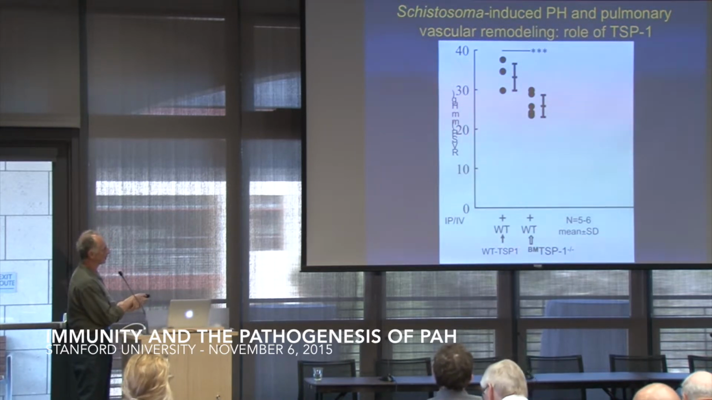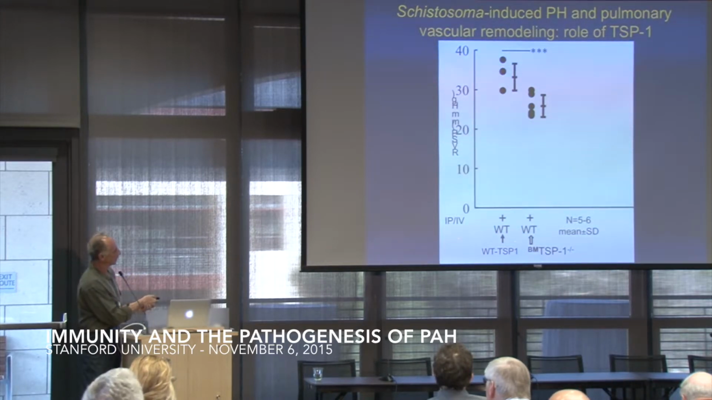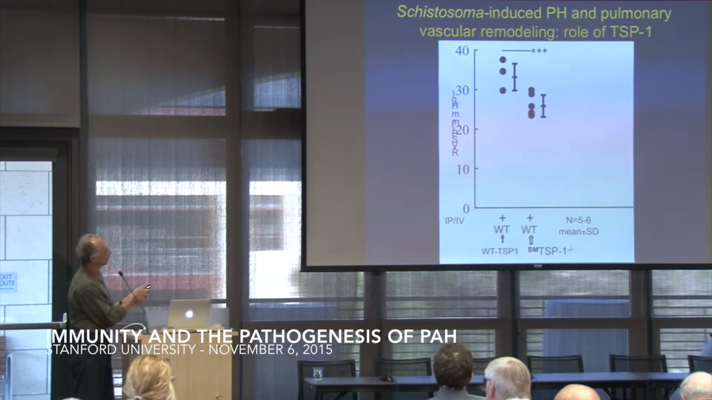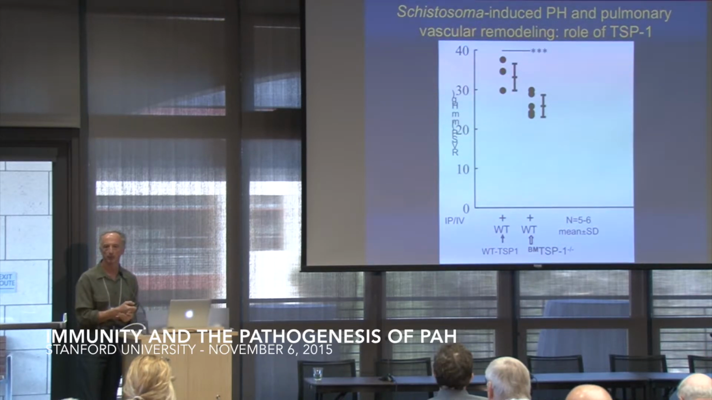You can see here, this is the wild type. They are infected. I'm not showing you the controls. The controls would be over here. There is an increase in pH. If we take wild type TSP1 bone marrow and put it in the reconstituted mouse, it induces pH like the wild type. If we take bone marrow from a TSP1 knockout, it improves pH. So clearly the TSP1 is coming from the bone marrow compartment.